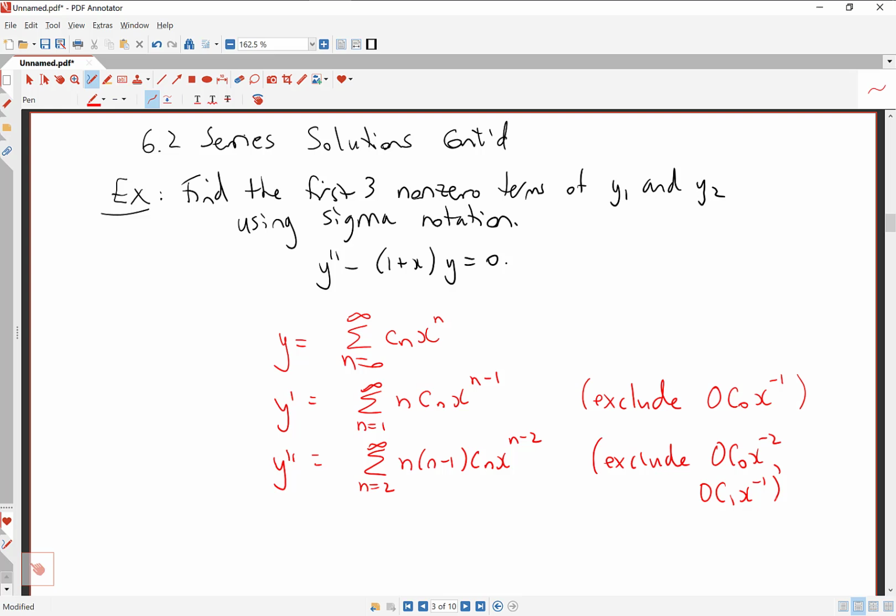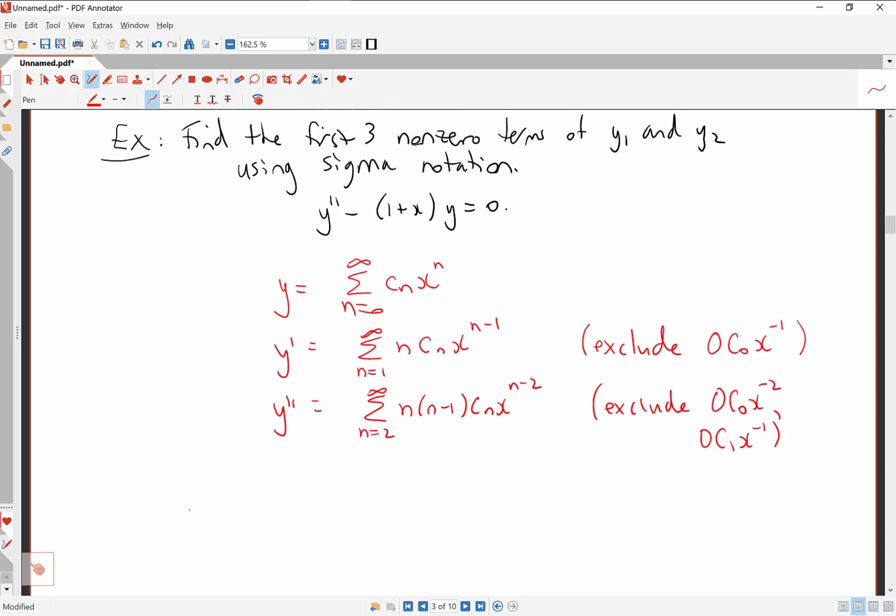So the motivation for excluding them is that they've got negative exponents, and those exponents are going to make life difficult in terms of the algebra. But the reason why it's valid to exclude them is because they are 0. So it's fine to just discard them, and y double prime is still written correctly if we start our summation at n equals 2. So from there, let's plug into our DE.